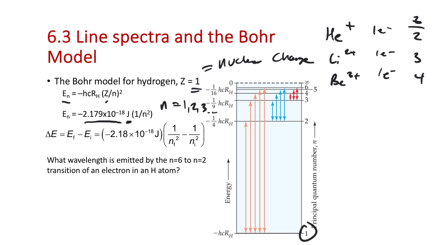If you were to plug in 1 for n, then this would be equal to minus 2.179 times 10 to the minus 18 joules, that product times 1 over 1 squared. And then if you were to go up to n equals 2, you're going up to minus 1/4 times hc, because you're now taking 1 divided by 2 squared.